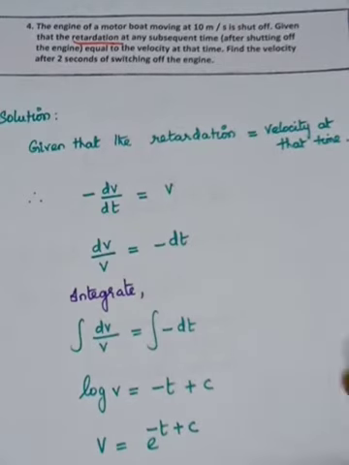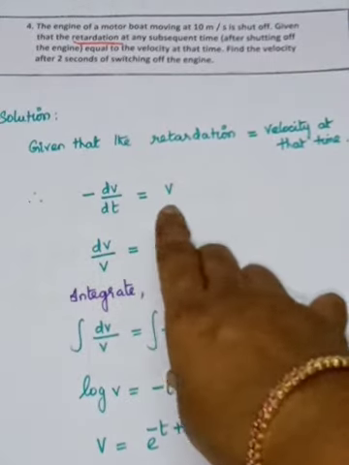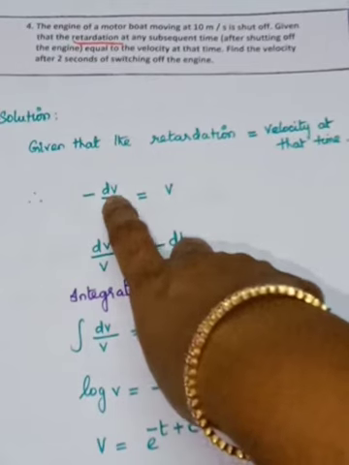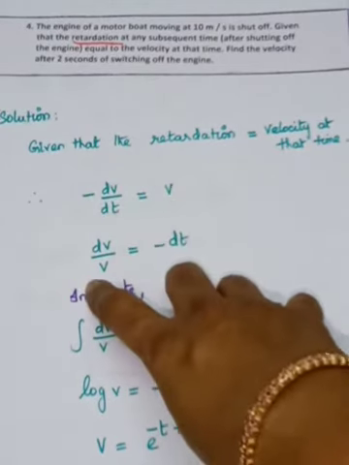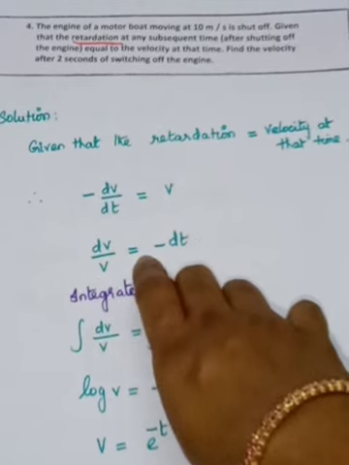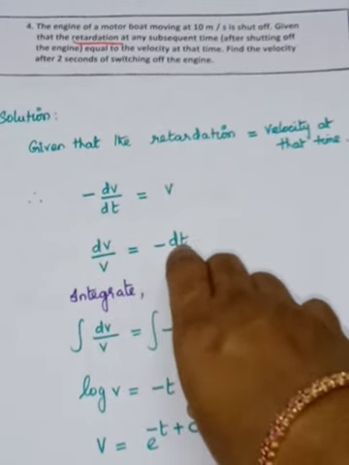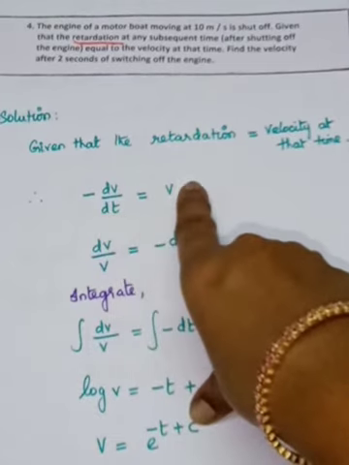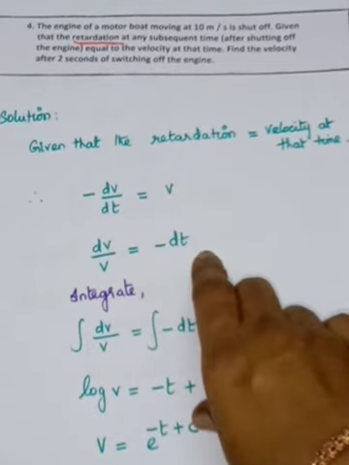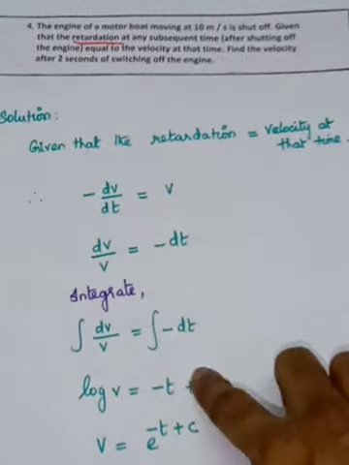Here we have to separate the variables. Here you have dv, it should be in the numerator. So bring this v to the denominator on the left side, that is equal to minus dt. So dt is in the denominator on the left side, so it will be brought to the right side. So minus dt. Now integrate on both sides.